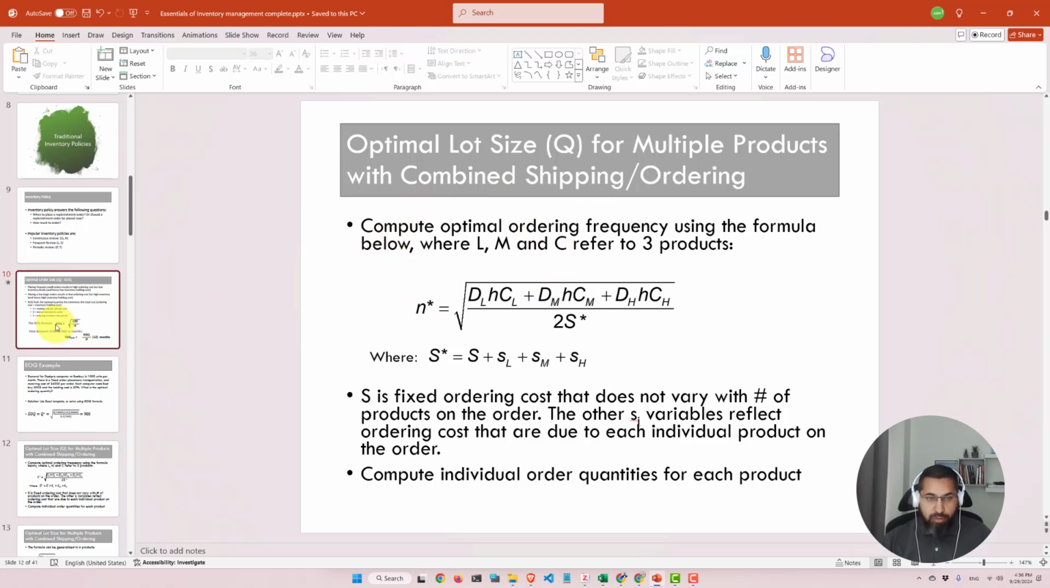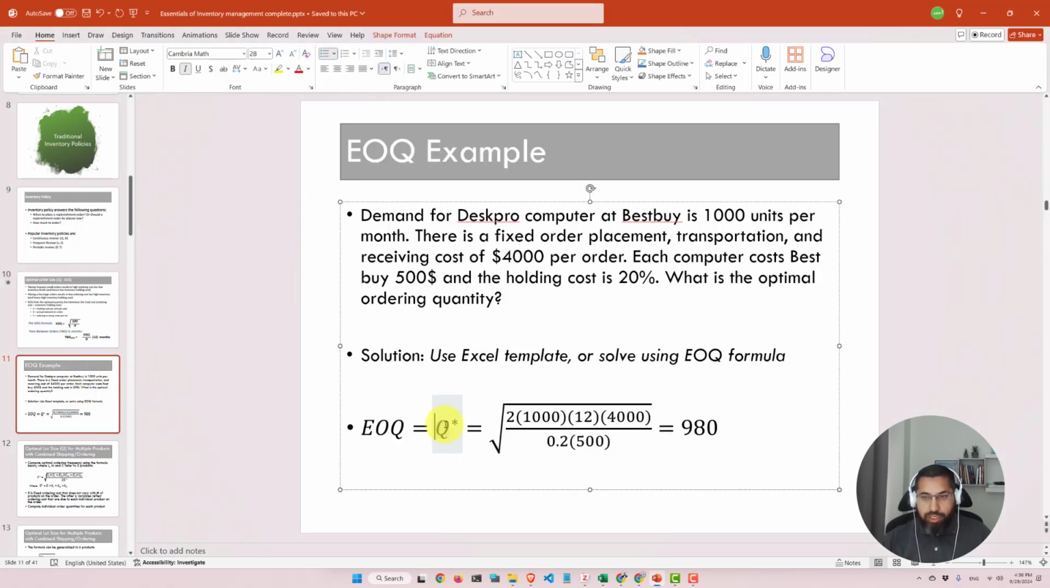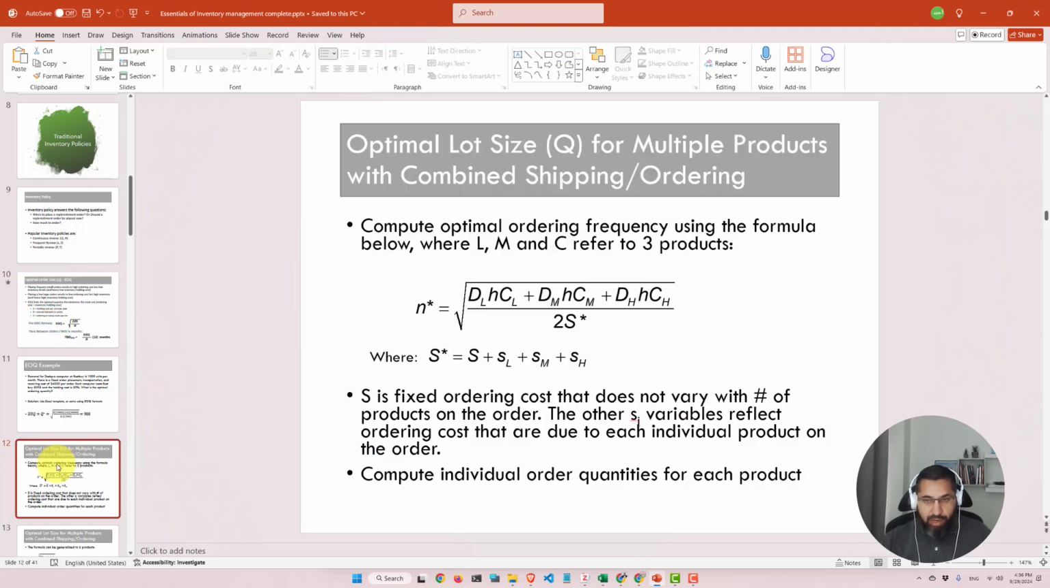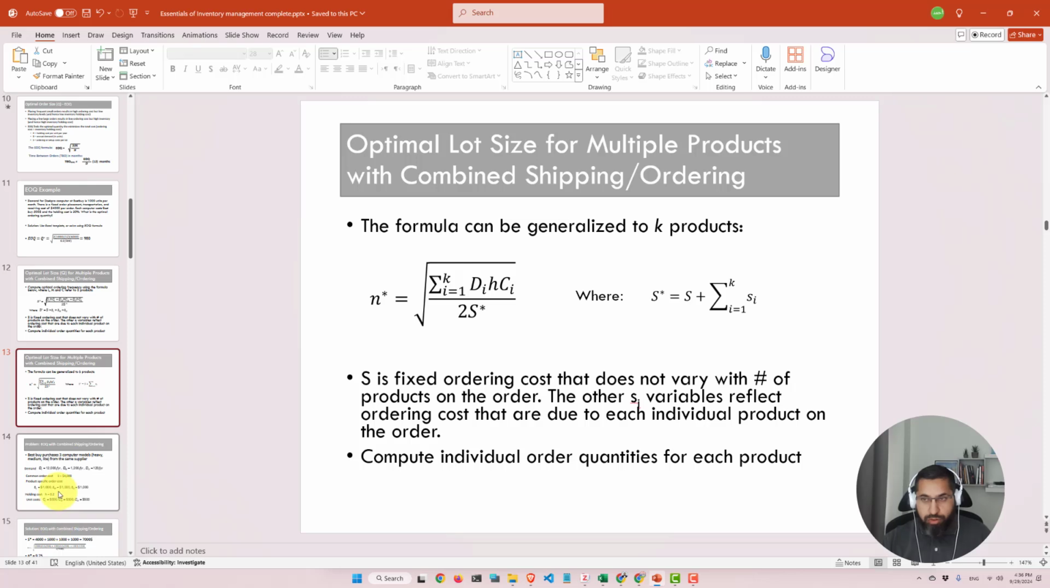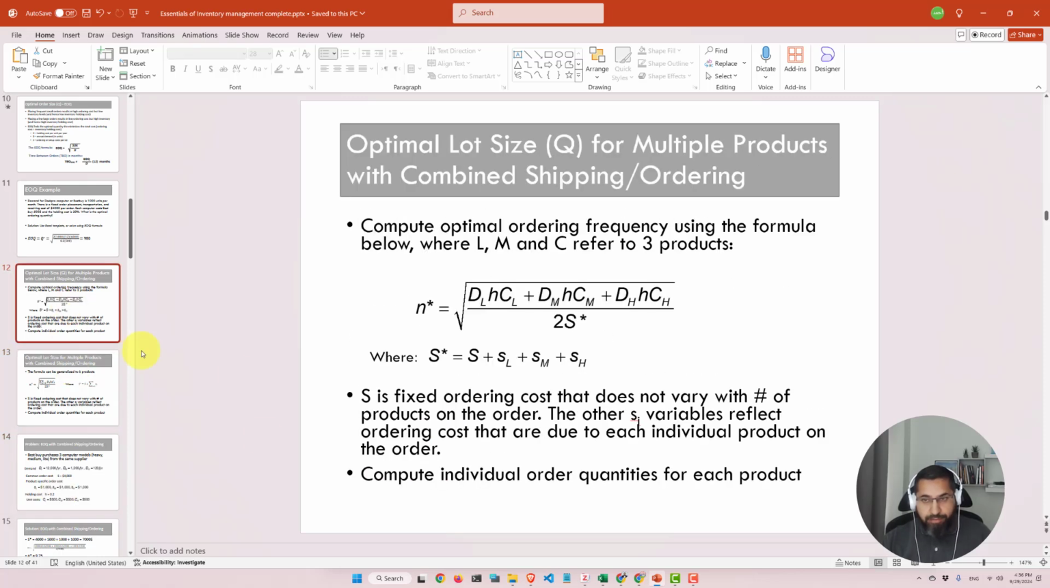Now remember, the first formula here directly found EOQ quantity Q star by just applying this formula. But in this case, we have to do a two-step approach. In the first step, we find N star, which is the optimal number of orders to place in a year. So if you know the optimal number of orders to place for a product, how do I get to the order size? Well, I know my annual demand.